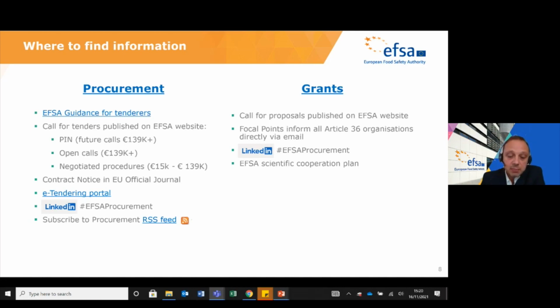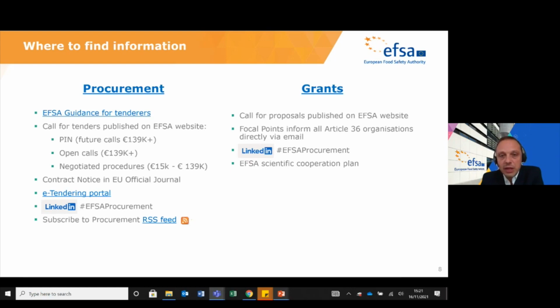grants, but not only the grants, also scientific procurement. They provide an indication of their estimated amount and the estimated launch date. Again, this is to give more time to interested organizations so they get prepared for applying.